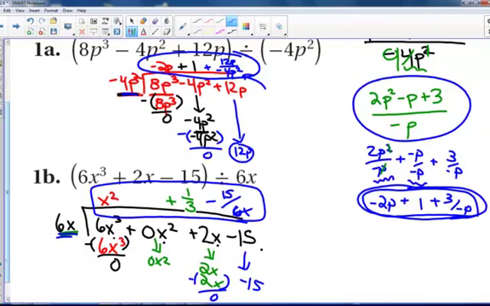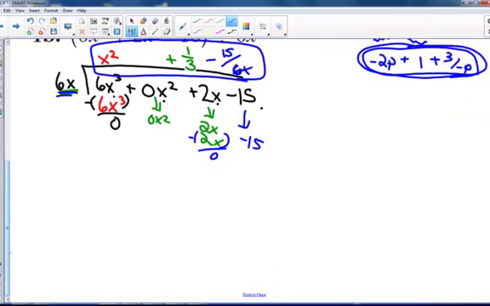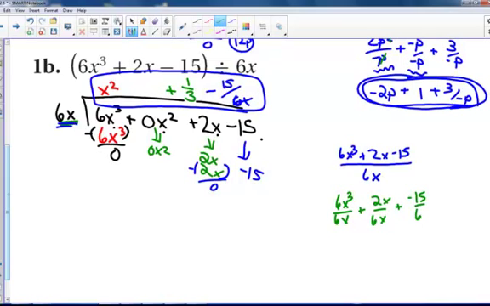If you want to look at that individually dividing, we would have 6x cubed plus 2x minus 15 over 6x. So we can break this up: 6x cubed over 6x, 2x over 6x, negative 15 over 6x. This is just one more method. Every single method works the same.